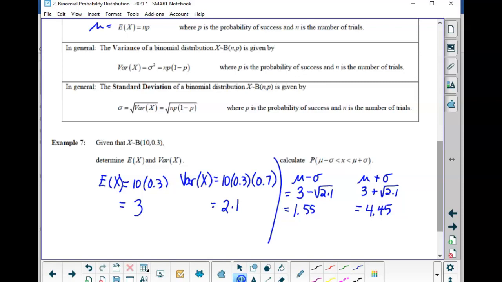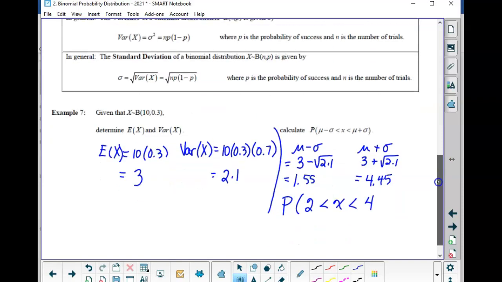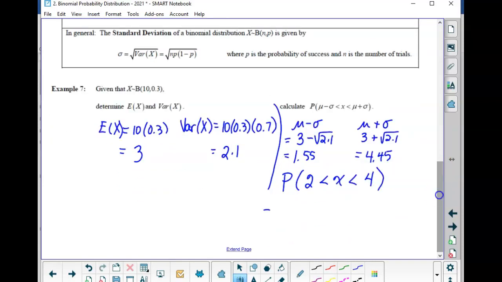this is a discrete probability distribution. These are decimal values, right? So we want to find the closest value of X that is greater than this. So that would be 2. So really we want to find the probability where X is between 2 and whatever whole number is less than 4.45. So that would be 4. Okay. So then that's going to be cumulative.